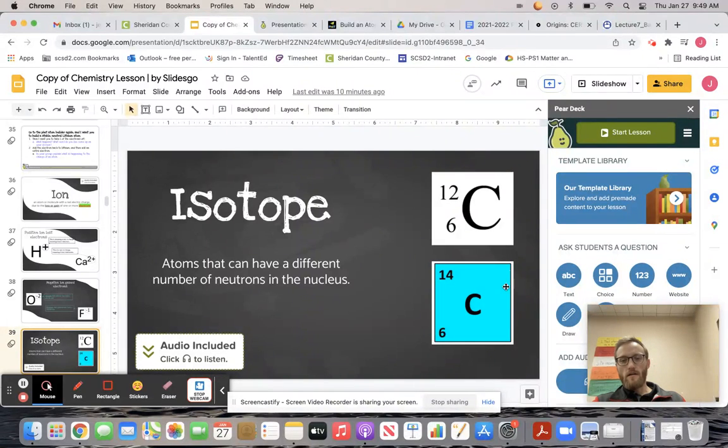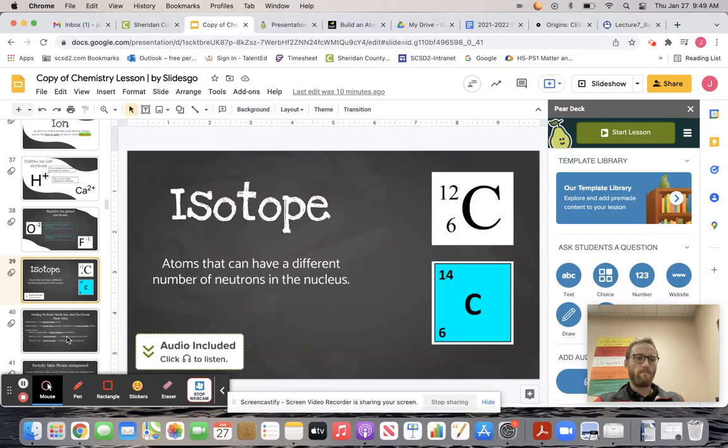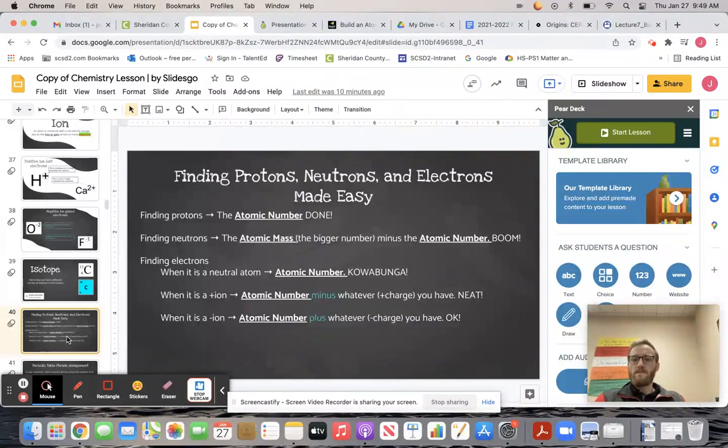Okay, but there's also the version of carbon where we still have 6 protons, right? That's what makes it carbon. But we have 2 extra neutrons, giving us a total of 8 neutrons, making our mass 14. So it's still a carbon atom. It's just a different version. And the only thing that's different is it has a different number of neutrons. We're not going to get too much into isotopes. They do behave a little bit differently, but when you see the word isotope, it's just a different version of the same atom.